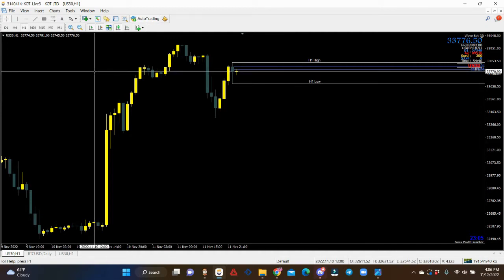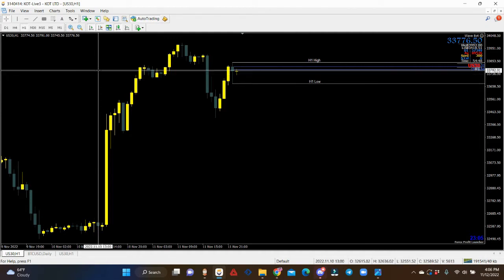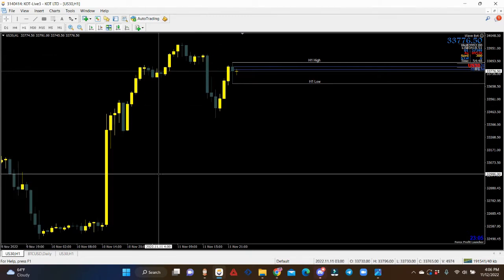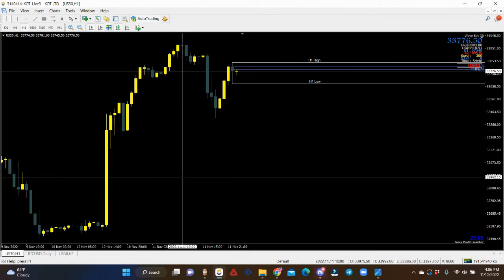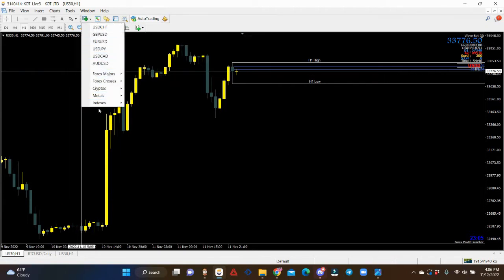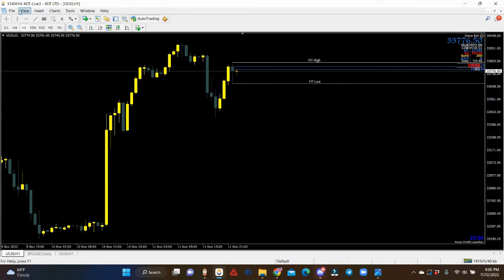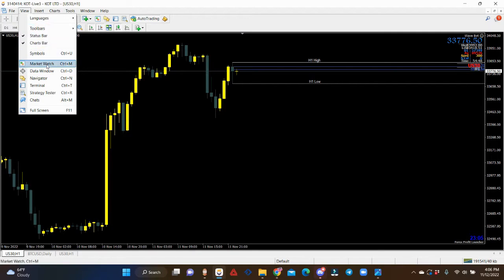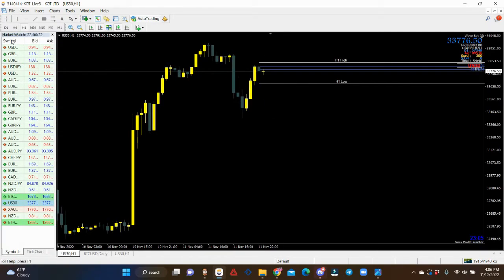One of the very first things that you're gonna have to do is add the US 30 pair. US 30 is the only thing that I trade. A lot of times it's not included on here, so I'm gonna show y'all how to add it. You're gonna go to View, you're gonna click Market Watch. This gives you a list of pairs.